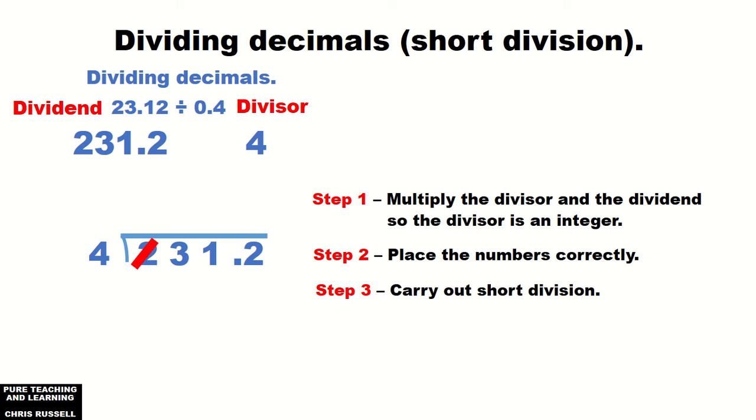Okay, the solution there is 0. But then we have to bring the 2 to the tens column. So how many 4s go into 23? 5. What remainder? 3. How many 4s go into 31? 7. What's the remainder? 3. How many 4s go into 32? 8, and do not forget that decimal point. So now our solution is 57.8.